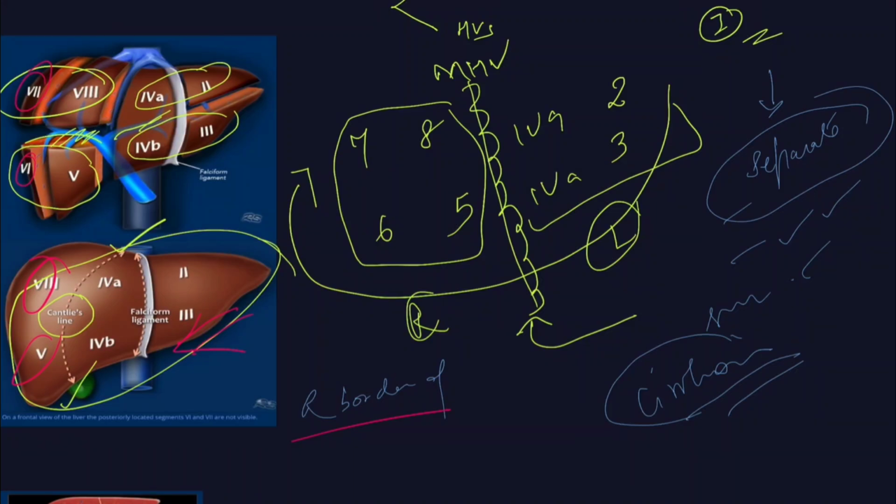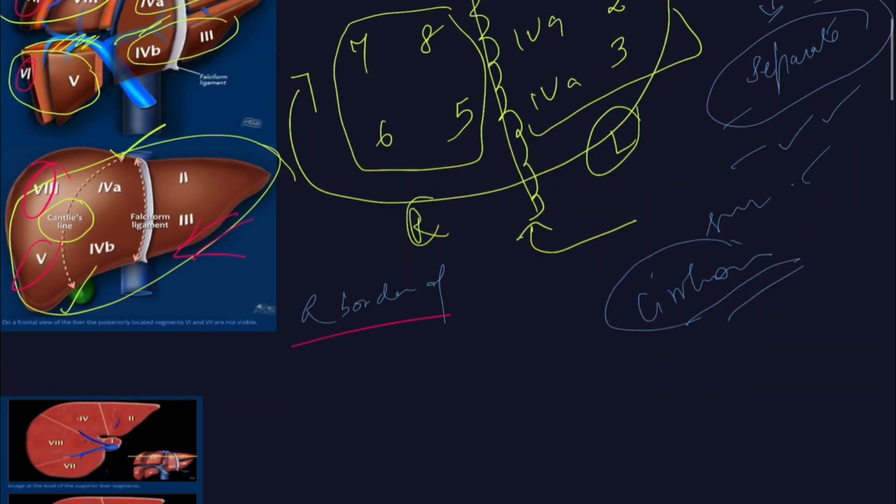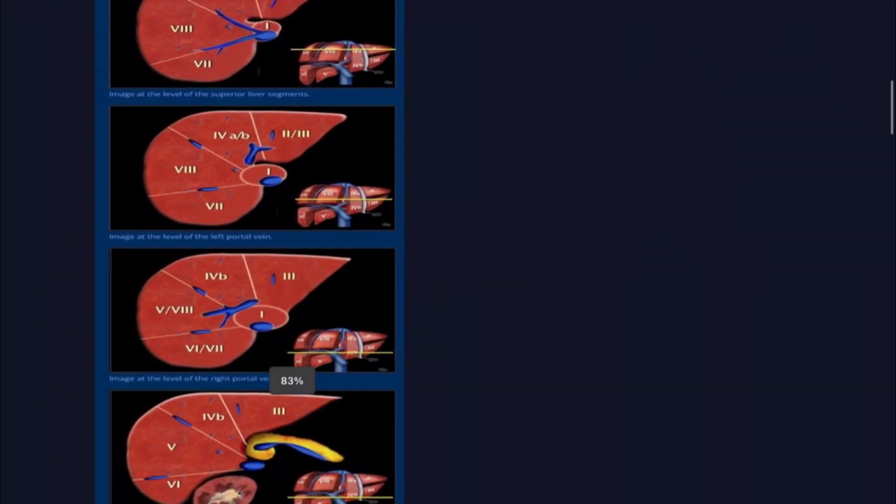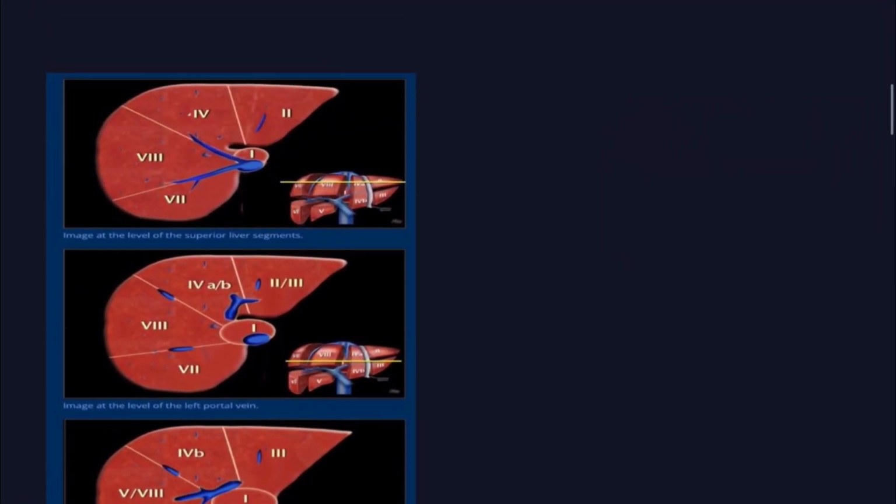Okay. Now, let's look at the transverse sections of liver. So, this is the very superior section. So, here are the superior segments 2, 4A, 8 and 7. Okay. Next is the section taken at the level of this left portal vein. So here come both the superior and the inferior segments 2 versus 3, 4A versus 4B. But here they are still the superior segments 7 and 8.